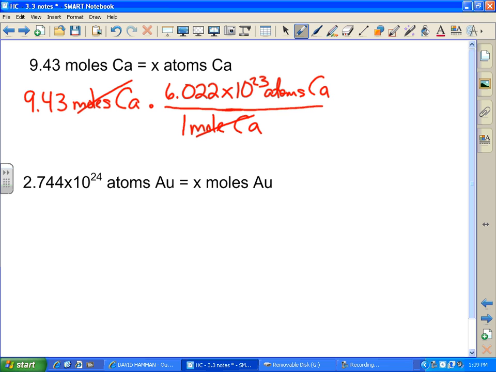Moles cancel. We look at significant figures. We have 3 and we have 4. Our final answer then would be 5.68 times 10 to the 24th atoms of calcium.